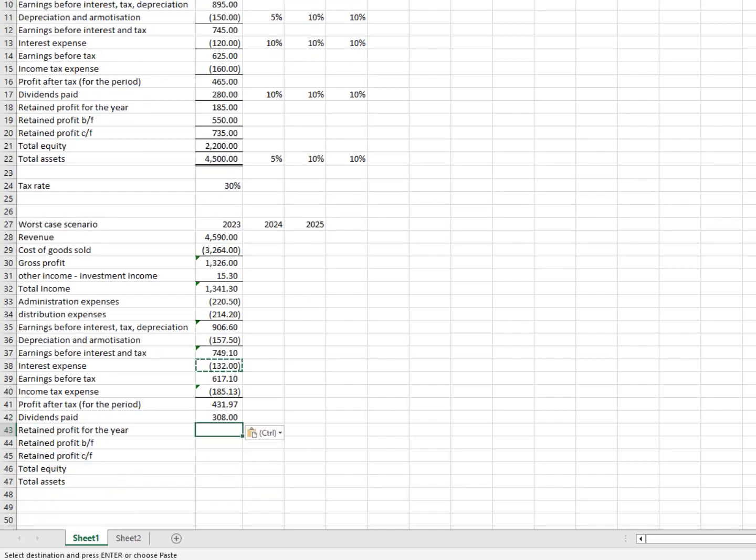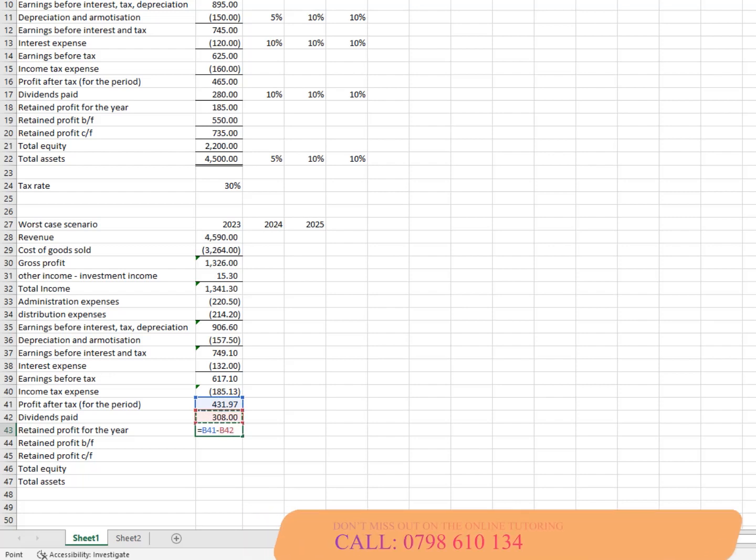And then retained earnings or retained profit for the year, we calculate it as the profit after tax minus the dividends paid. So we get profit after tax minus the dividends paid, then we hit enter. So we have the retained profit for the year as this. Again, we can underline or hit the top border, we get that.